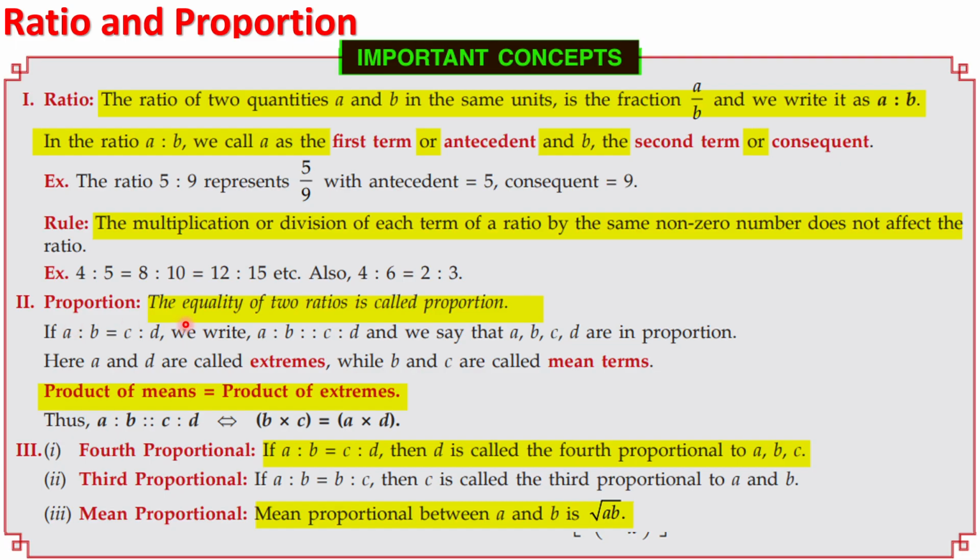Proportion. The equality of two ratios is called proportion. If A is to B is equal to C is to D, we write A:B::C:D, and we say that A, B, C, D are in proportion. Here A and D are called extremes, while B and C are called means.